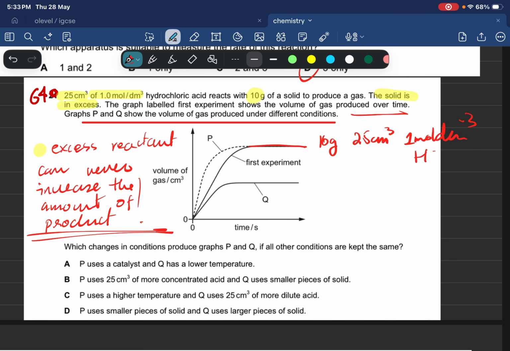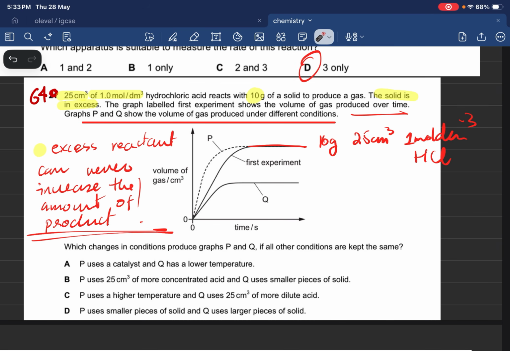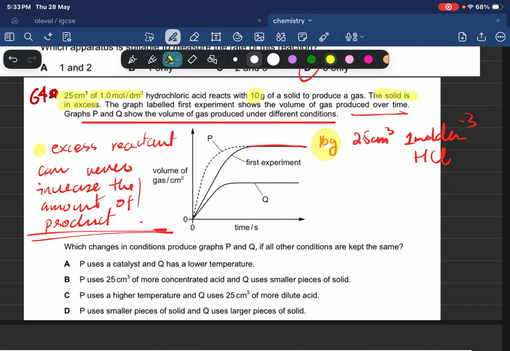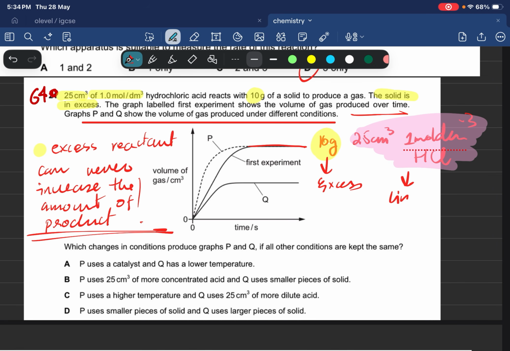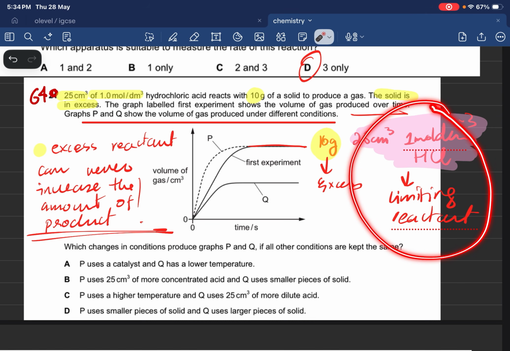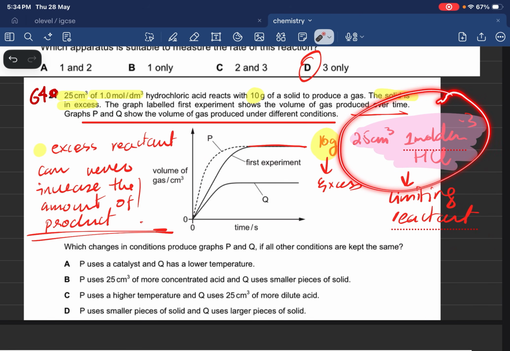cube of the HCl. Now I have to tell you a very important thing. You guys know that this thing is in excess, and you guys know that whatever thing is the limiting reactant. Now what did I tell you? I told you that only if you increase the limiting reactant, you can increase the moles, or you can increase the amount of your product. So if you increase the moles of the limiting reactant, you can increase the product. If you decrease the moles of your limiting reactant, you can decrease the product.